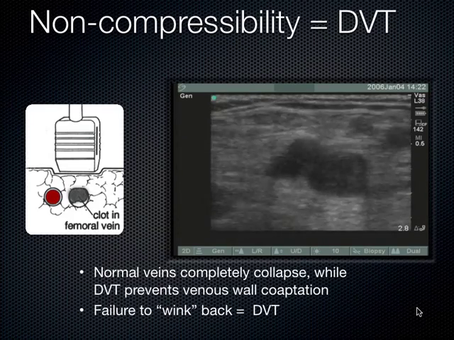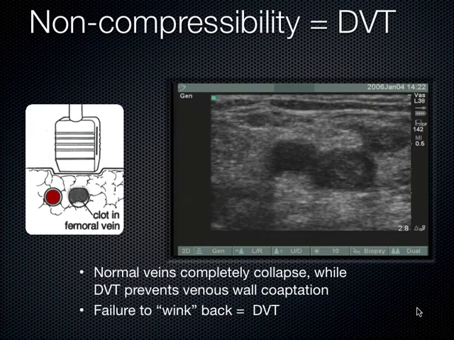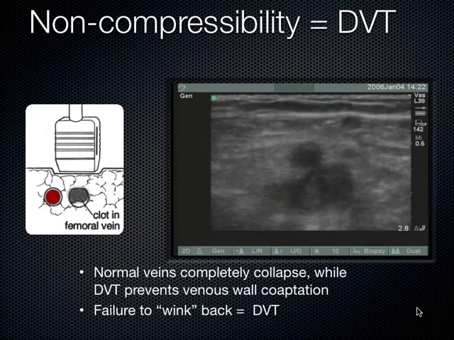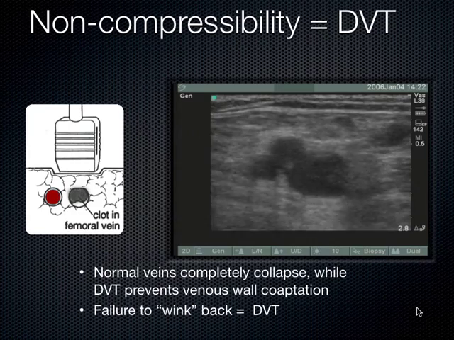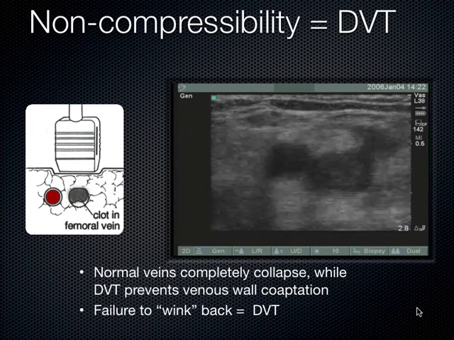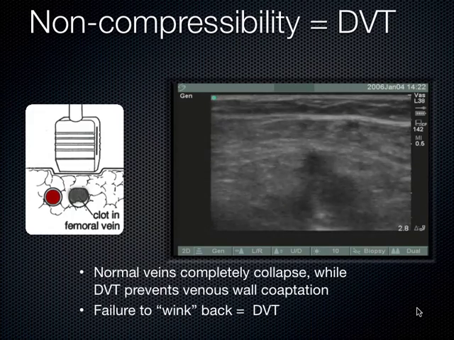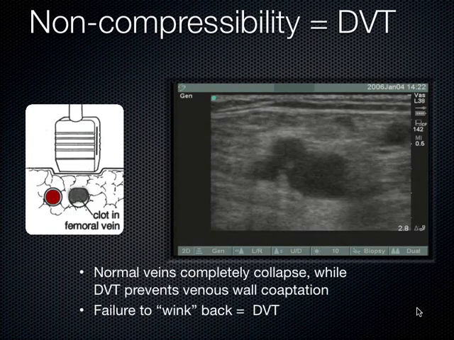Other times, though, the thrombus is not echogenic. You don't see it, but you know it's there because it's not compressing. So it's really the compressibility more so than the echogenicity of the thrombus. And that's a really important distinction to make. Just because you don't think you see one there, it's really all about the compression. And you've got to push pretty hard to get it to compress. If it doesn't wink back, there's a DVT.